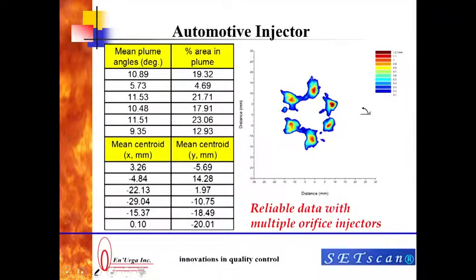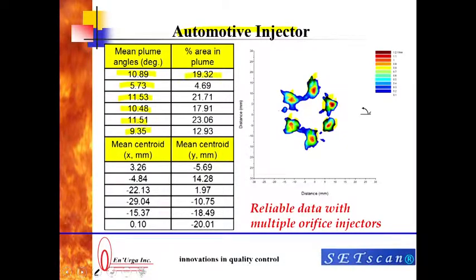The next example I will show you is from an automotive injector. Here we have an automotive injector example. This is a GDI, or gasoline direct injection system's injector. There are 6 plumes in that particular injector. The 6 plumes have different locations, and they have different angles associated with them. So, you can see the plume angles for all the 6 plumes.